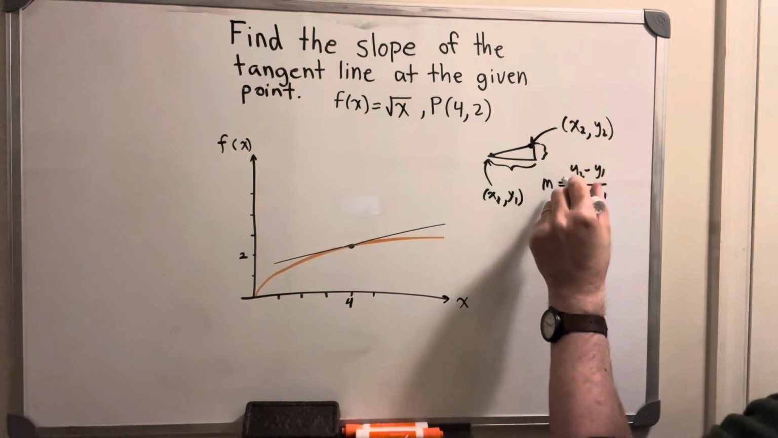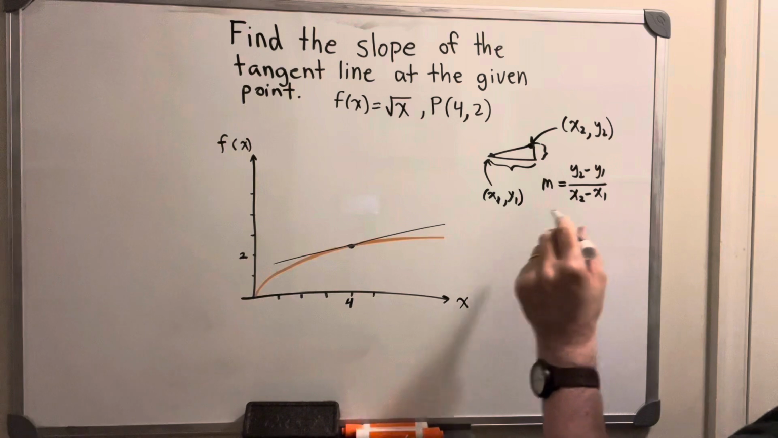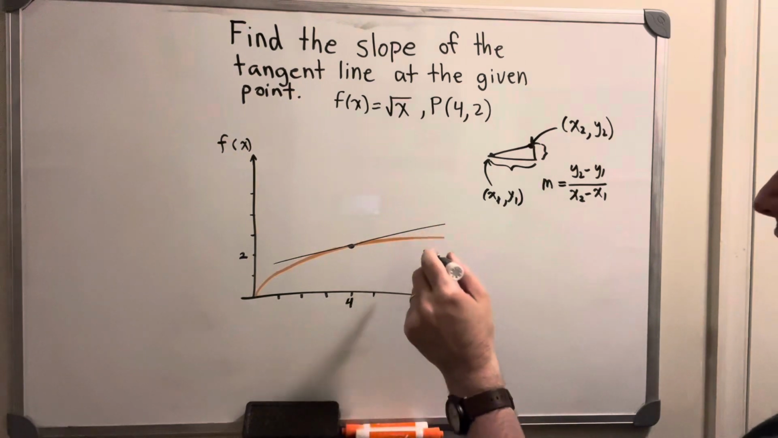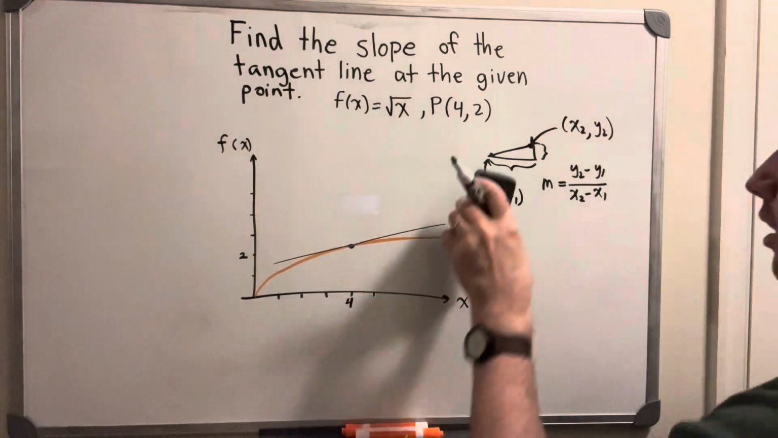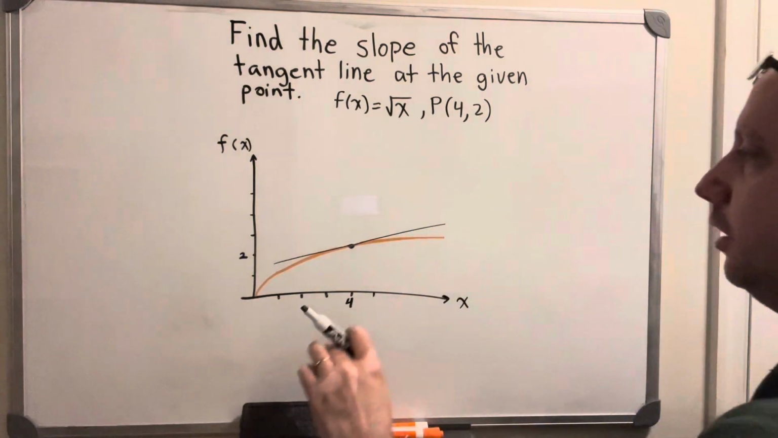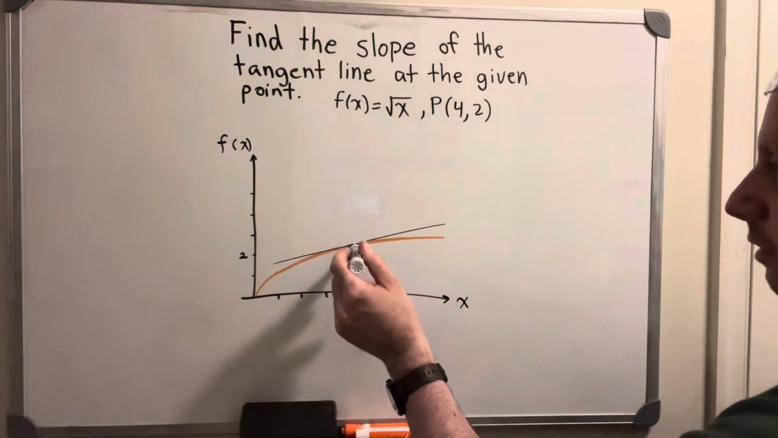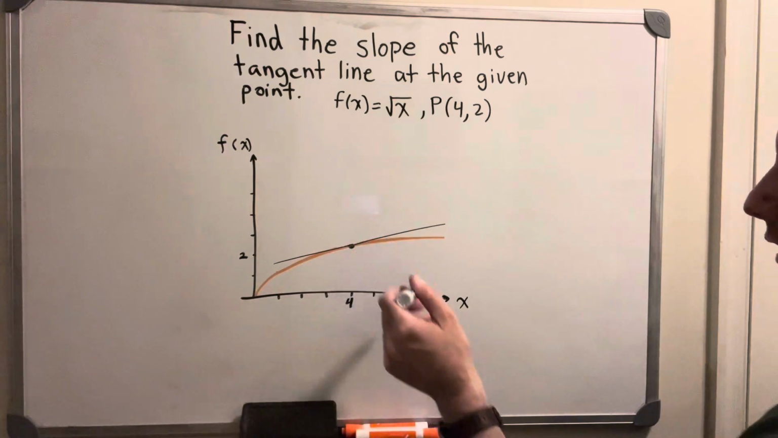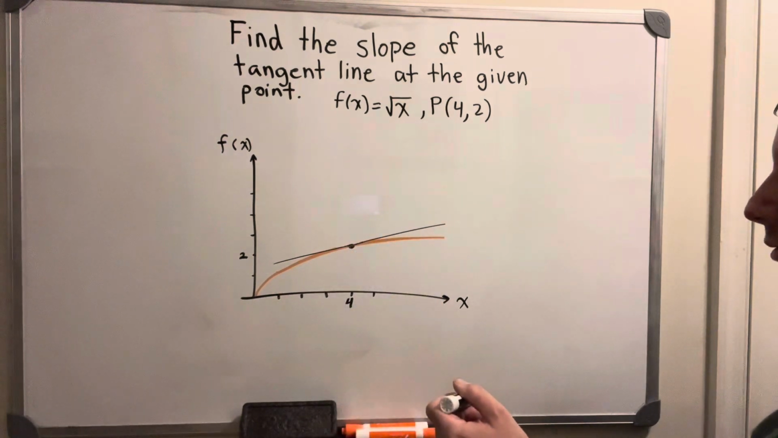This would be great if we had another point that the tangent line is on, but by definition, the tangent is the line that only touches the function at a single point. So what do we do?